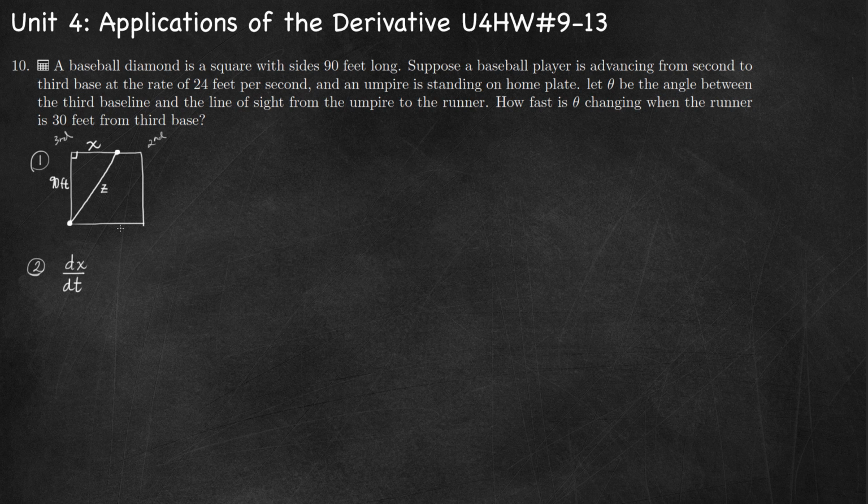That's how quickly the distance x is changing with respect to time. And as the runner approaches third base, x is actually getting smaller and smaller and smaller. So this rate is going to be negative 24 feet per second.